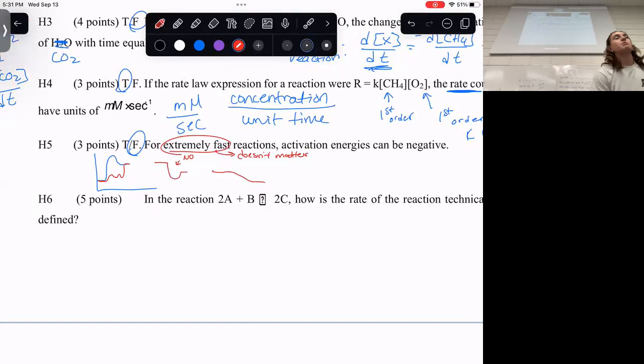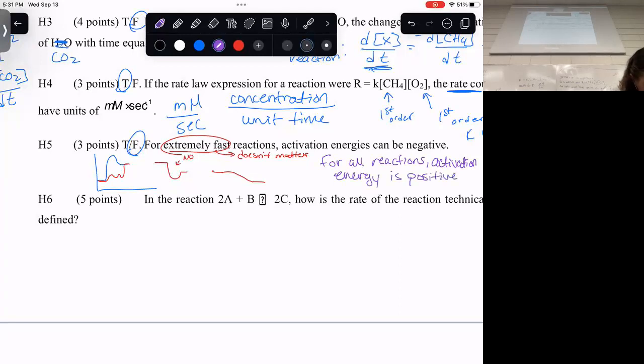So who can write me a true statement for this one? In all reactions, at least some activation energy. Right, so we could say for all reactions, activation energy is positive. Right? True or false? True. Yes. So with the activation energy graduated, what else was like that?